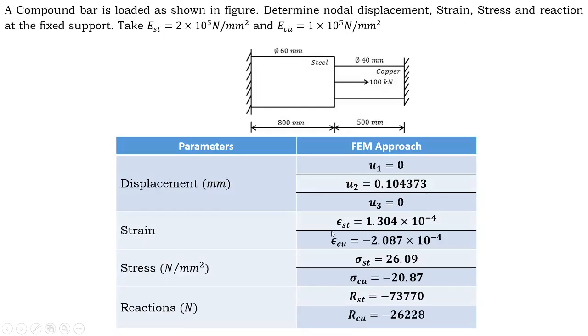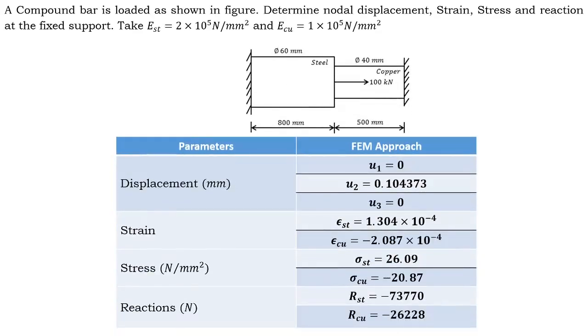0.104373 mm. And similarly, when I calculate the strain in the steel portion, it is 1.3 into 10 to the power of minus 4, and strain in the copper portion is minus 2.087 into 10 to the power of minus 4. The negative sign is because there is compression in the copper. Similarly, the stress in the first portion, that is the steel portion, is 26.09 Newton per mm square, and the stress in the copper is minus 20.87 Newton per mm square. Once again, the negative sign is because of the compression in the copper.